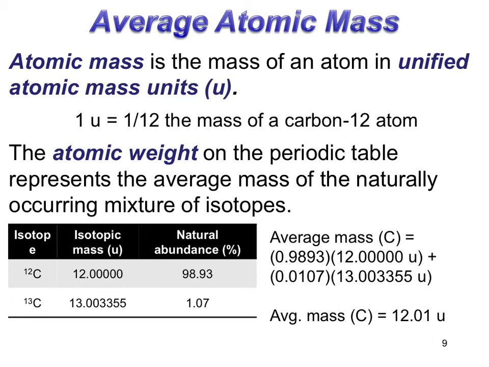For example, the average mass of carbon is 0.9893, which is 98.93% natural abundance, times 12 atomic mass units. Added to that is the other 1.07%, which is carbon-13, which has an atomic mass of 13.003355 units. Putting those together, the average atomic mass is 12.01 for carbon.